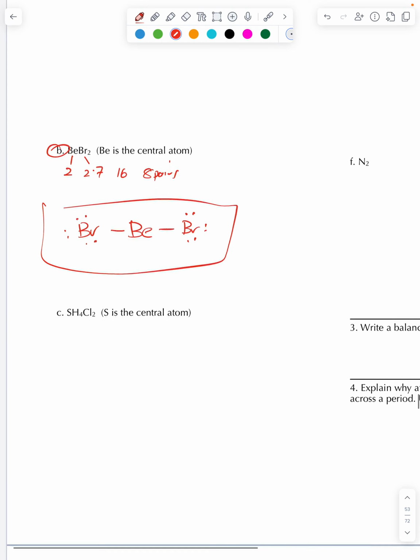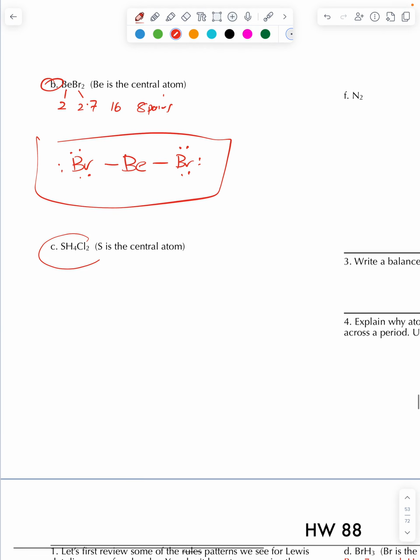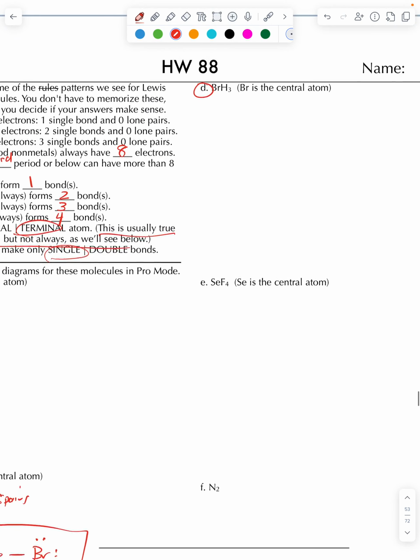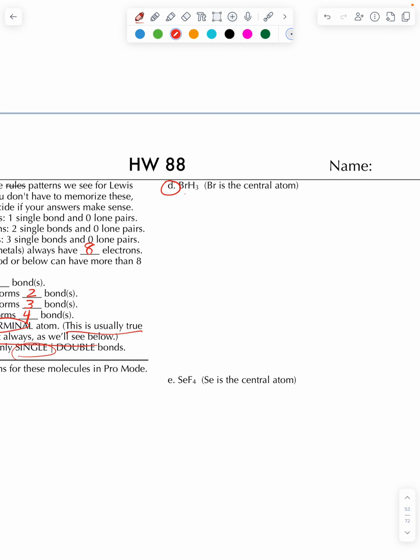I won't do this one, but this will be one where it has more than 8 electrons on the central S, and it's okay. Those in the 3rd period or below can have more than 8. But let's do BrH3 as an example. So bromine has 7. Each hydrogen has 1. So that is 10 valence electrons or 5 pairs. So we first make our bonds.